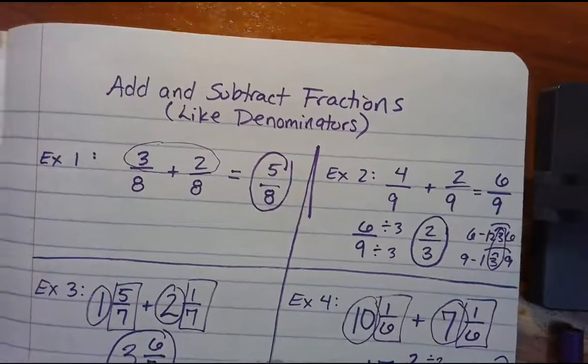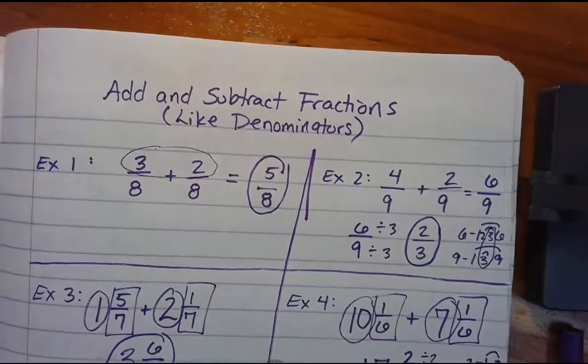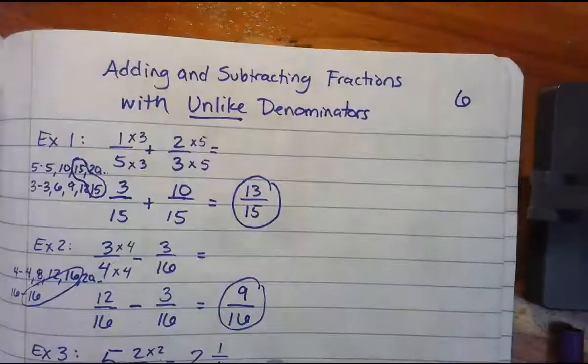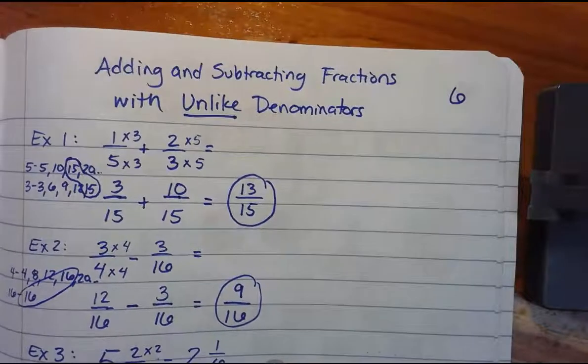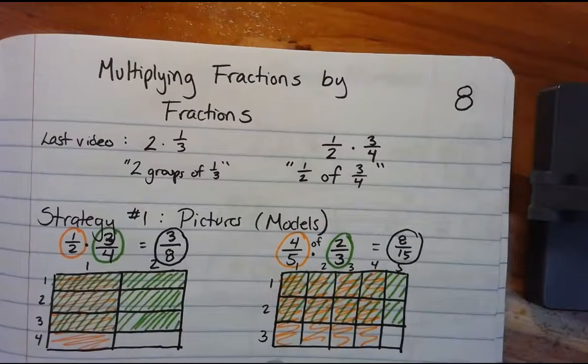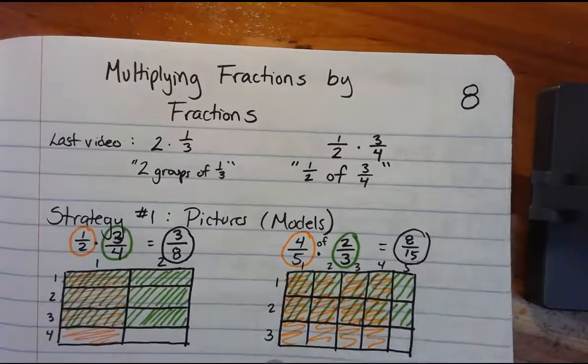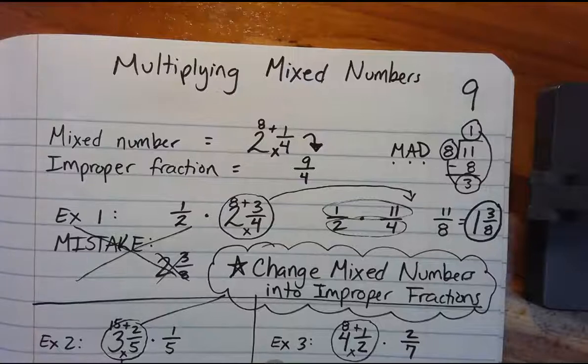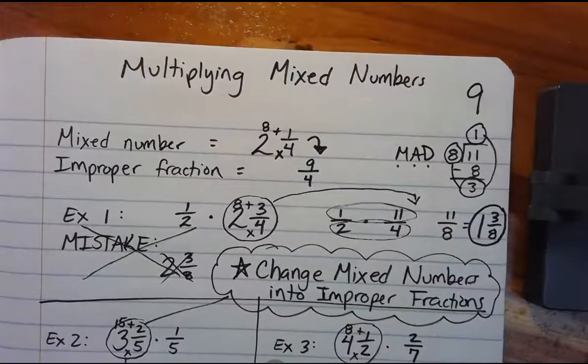The first thing in this unit that we took notes on was adding and subtracting fractions with like denominators. Then we added and subtracted fractions with unlike denominators. Since then, we have multiplied fractions by whole numbers, we have multiplied fractions by fractions, and we have multiplied mixed numbers. And that was what we practiced and finished out last week.